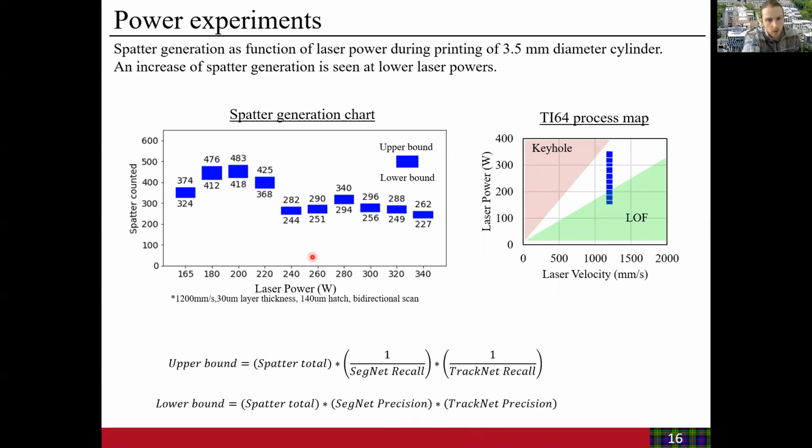So what we're seeing here is at lower powers, we have increased spatter generation. And once we're above, let's say 240 watts, the spatter generation is relatively plateaued. There's not much difference. And if we look at these laser powers in the process map of Ti-64, you have your keyhole region here, your fully dense and your lack of fusion region here, as a function of laser power on the y-axis and laser velocity on the x-axis. You can see that our lower powers are just about in that lack of fusion regime, and that looks like it's sort of correlating with our increased spatter generation. It's very interesting to see, and that we're able to extract that with our processing pipeline, that might line up there.